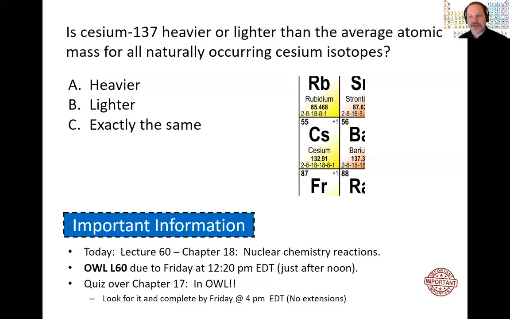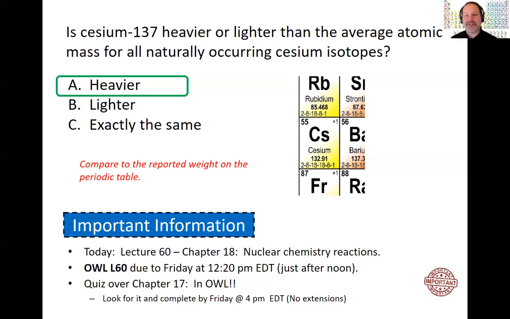All right, hopefully you've wagered your answer. We're going to report that it's heavier. 137 is definitely bigger than 132.9, so that isotope is heavier. We're going to use this thinking to make some decisions about the nuclear chemical properties coming up. So let's jump into that.